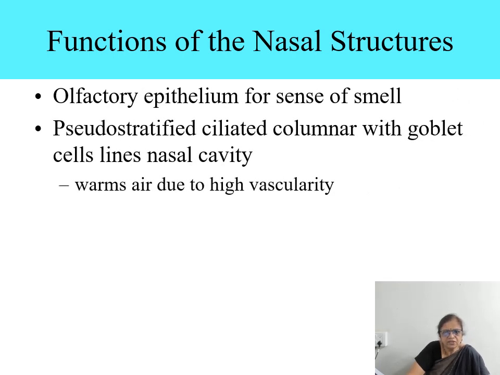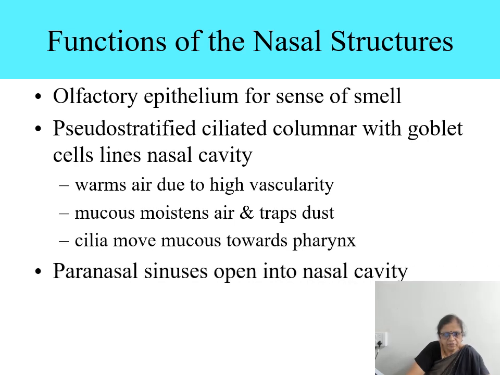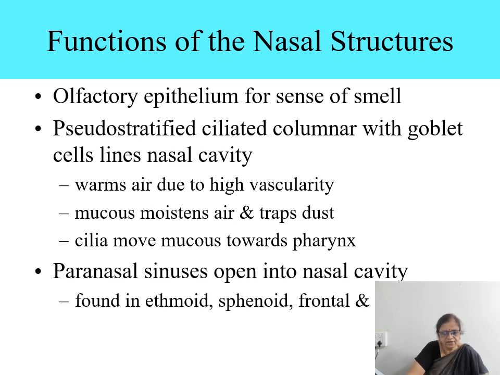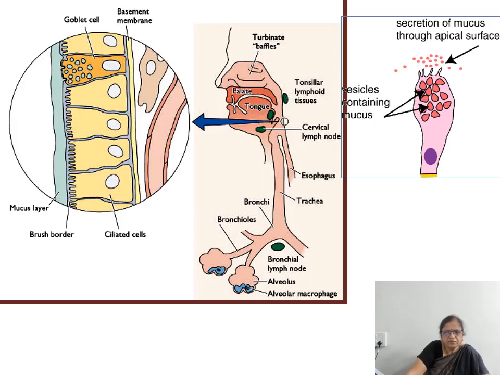The main functions of the nose are the epithelium for the sense of smell, and it warms the air when it enters from the outside environment, because it should be similar to our body temperature. It also humidifies and moistens the air so that diffusion is easier. Inside the nose and upper part of the trachea we have a ciliated columnar epithelium covered by a little sticky mucus, which is produced by specialized goblet cells.